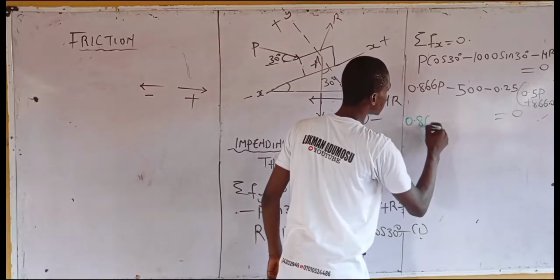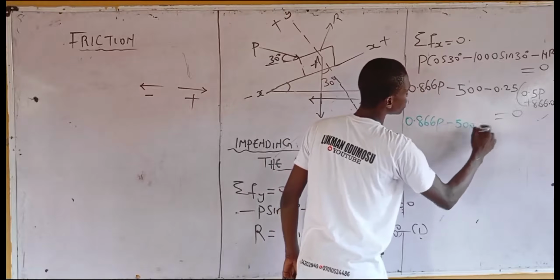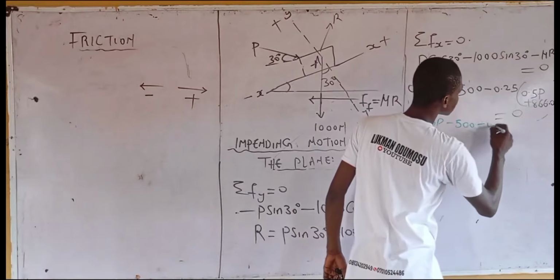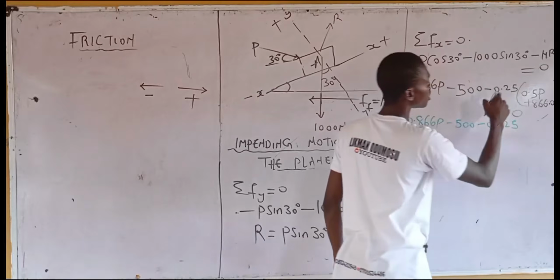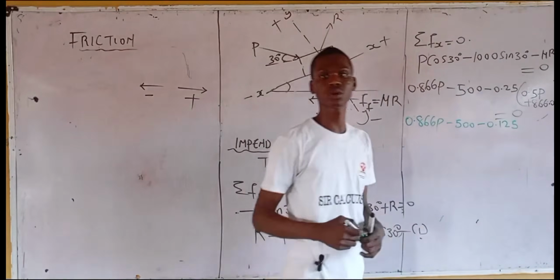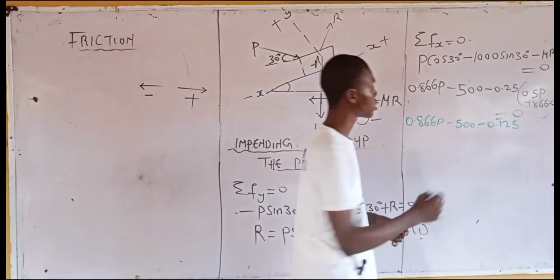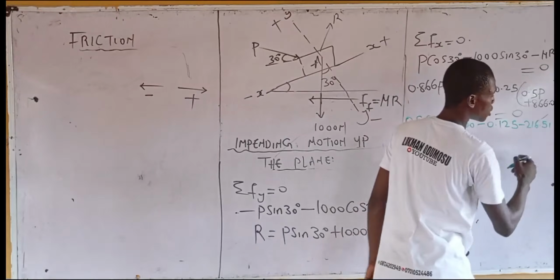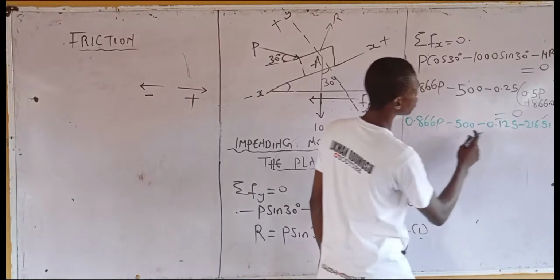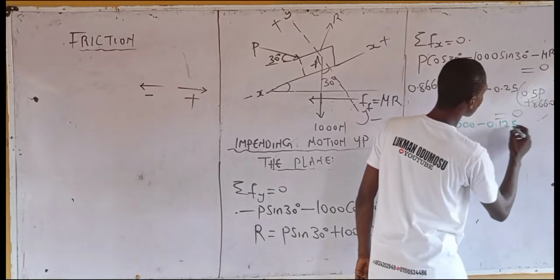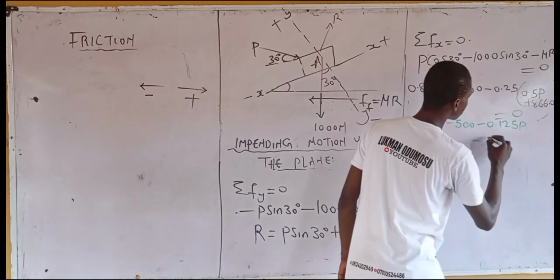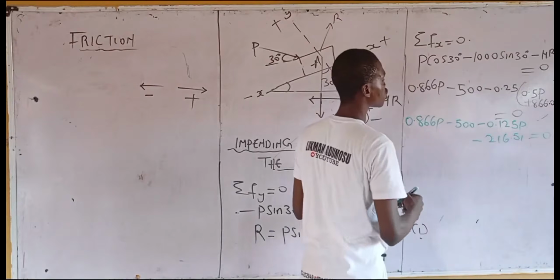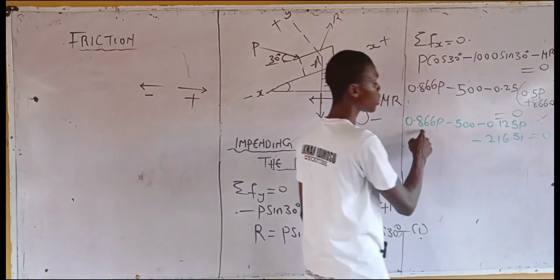Now, open up your bracket. Then you have 0.866P, negative 500. The product of 0.25 and 0.5P is what? Negative 0.125P. 0.25 times 866.03, what do you have? Minus 216.51. That's true. This time, this 0.125P minus 216.51 equals 0. Now subtract 0.125 from 0.866.